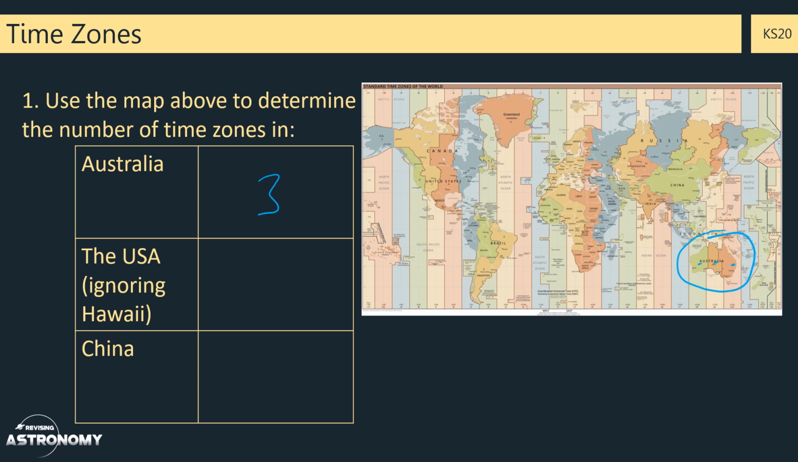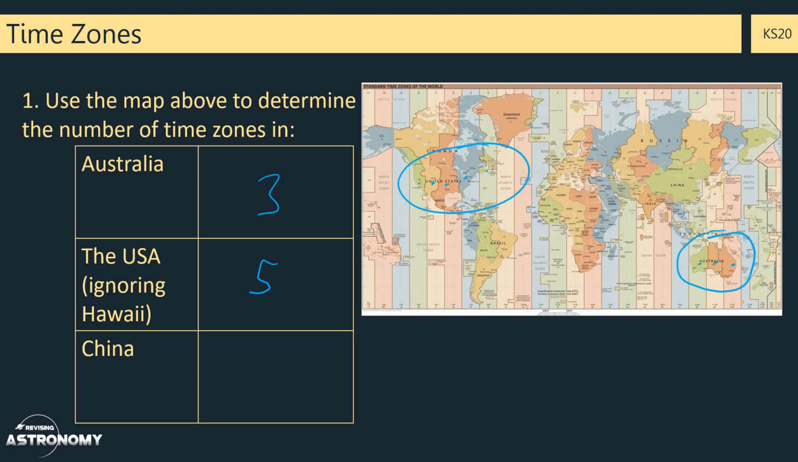in Australia. Now we've got the USA. So the USA is located over here. And again, we're looking for the time zones. We're ignoring Hawaii. So the USA has got 1, 2, 3, 4, and 5. So there are 5 time zones in the USA, ignoring Hawaii.